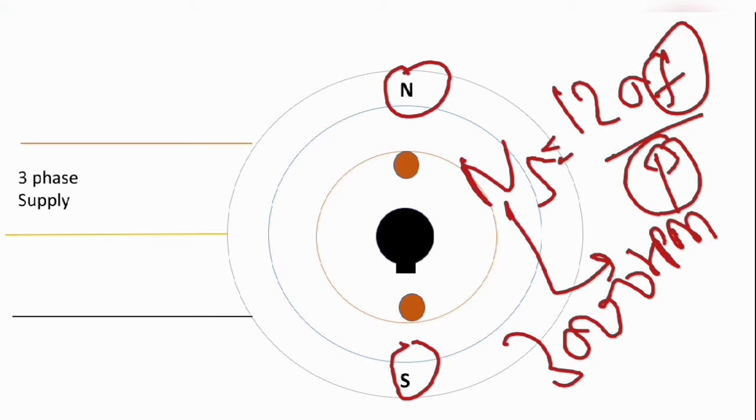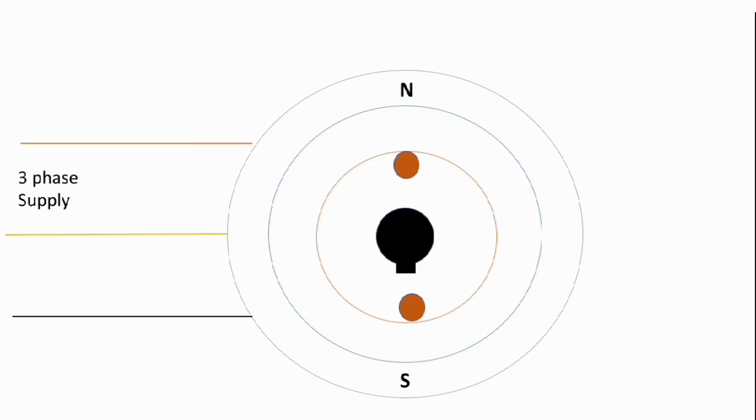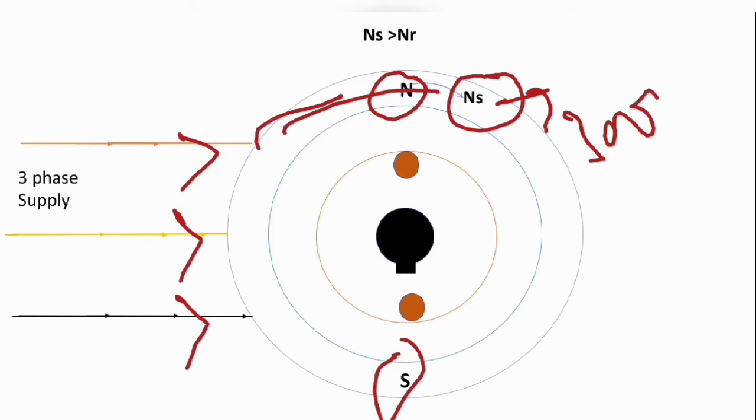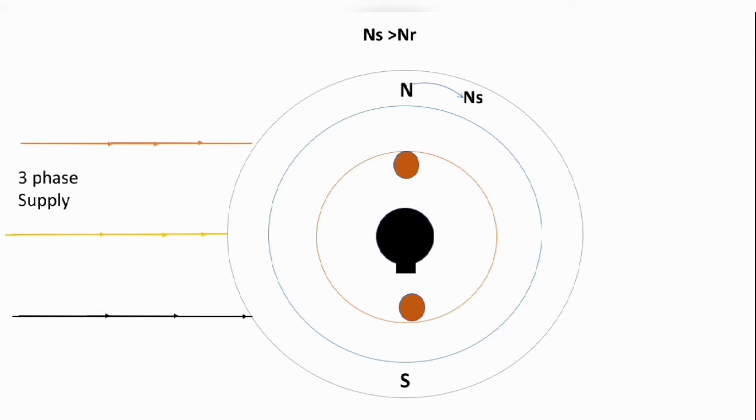Okay, so when we give the supply, what happens? When we give the supply, a magnetic field is generated in the stator winding. Due to this, the rotating magnetic field rotates at the speed Ns, and if we consider two poles, then the speed Ns is 3000 rpm. Okay, so it is rotating.